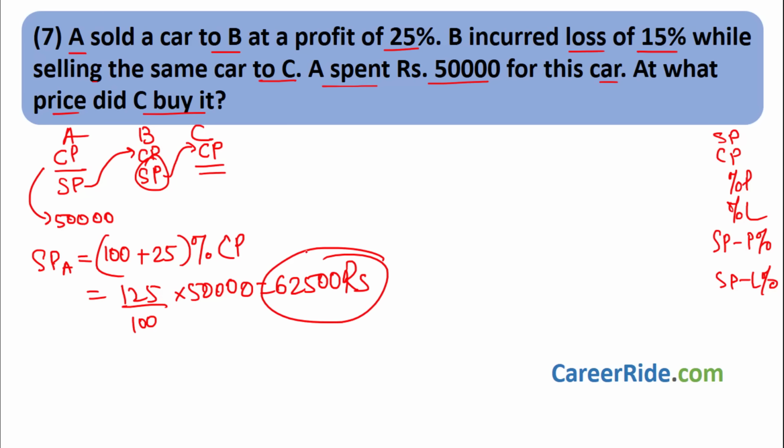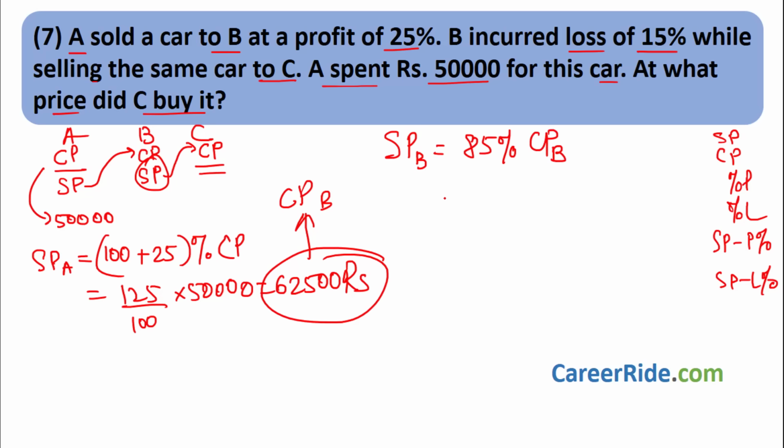But selling price of A means A sells to B. That means this becomes the cost price for B. Now let us see what they have given. B incurs a loss of 15% while selling the same car to C. That means B sells the car to C at what price? Selling price of B is nothing but, since B incurs a loss, it would be 100 minus 15%, that would be 85% of the cost price for B.